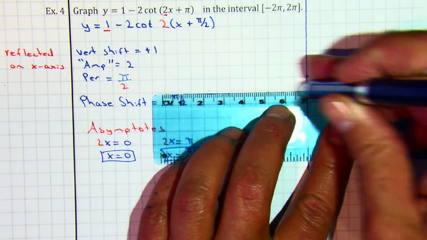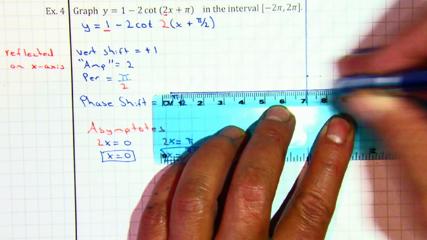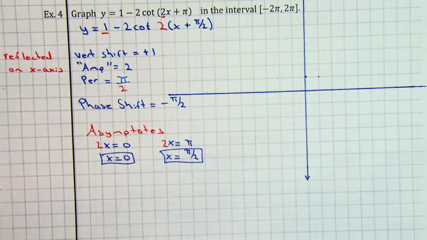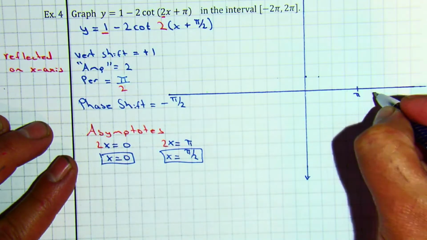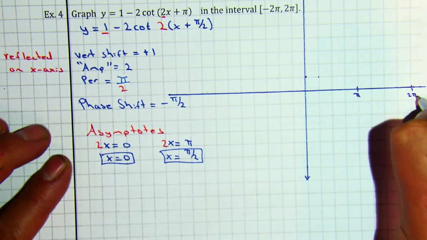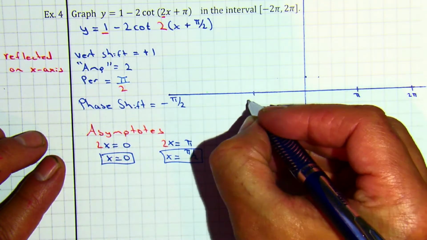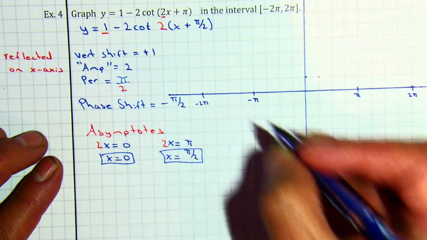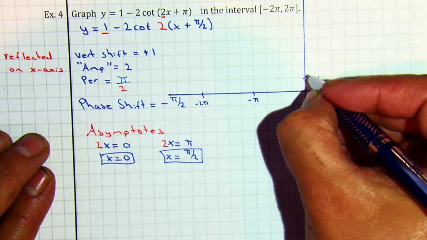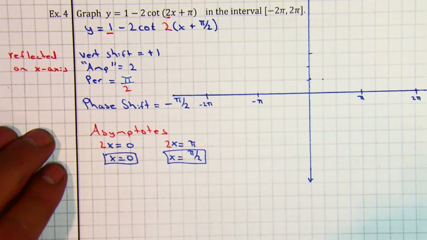Just one space. So let me go and label it. 1, 2, 3, 4 is pi. 1, 2, 3, 4 is 2 pi. Negative pi. Negative 2 pi. Then 1, 2, 3, and so on.